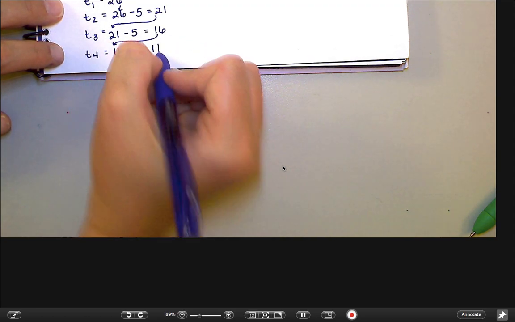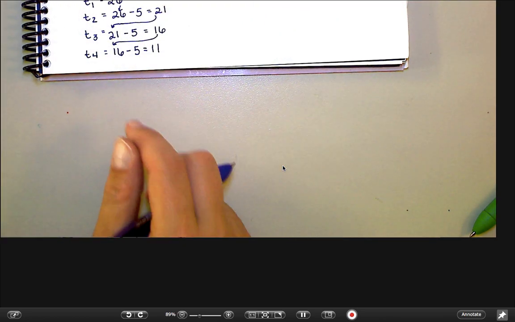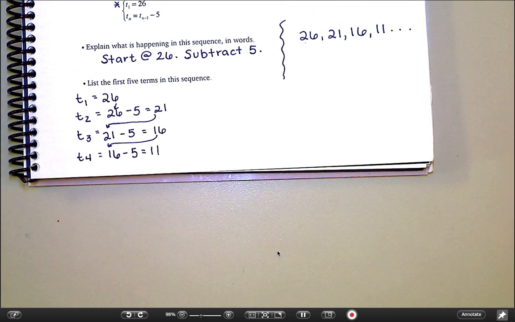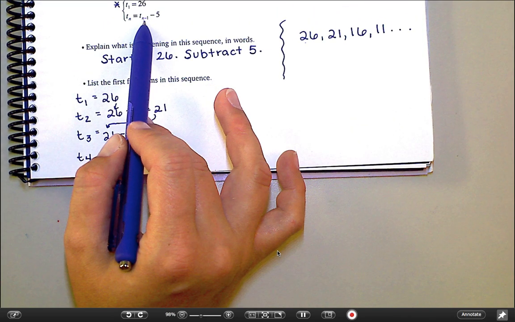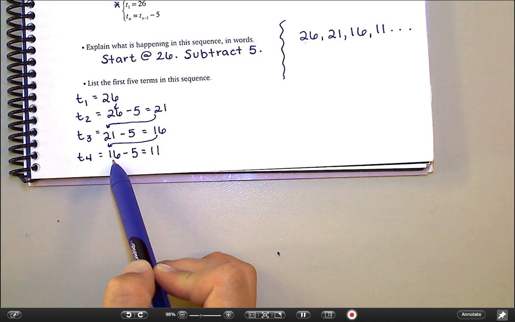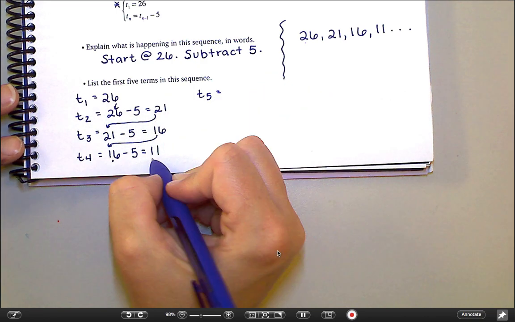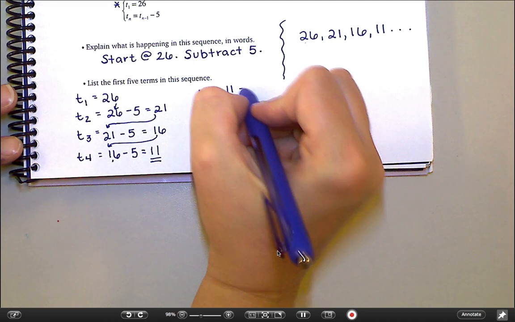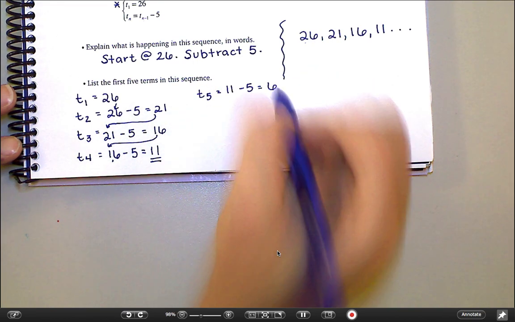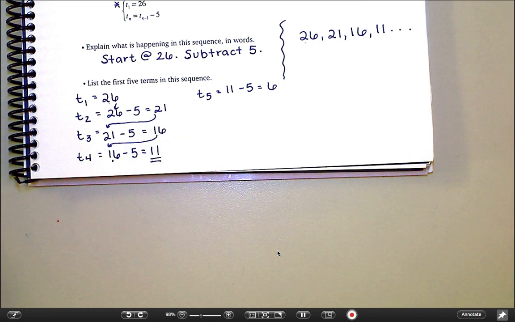So just in case you weren't seeing where I was coming up with these, this is the actual math behind it. And that t sub n minus 1, gosh, I keep pointing to things you can't see. That t sub n minus 1, this thing here, is really just doing this for us. It's really just saying plug in the previous term. Okay, I guess we should get term 5 here. So term 5, I'm going to take that 11 and subtract 5, and I get 6. Okay, so here's your sequence: 26, 21, 16, 11, and 6.